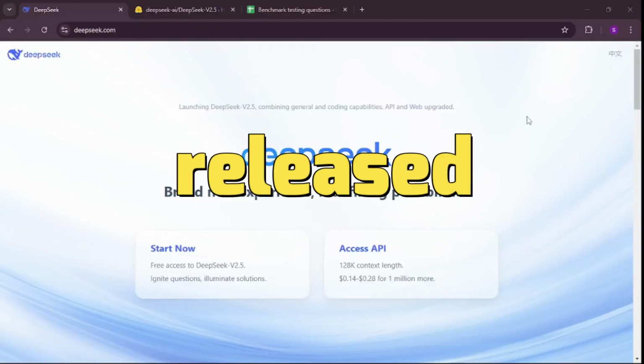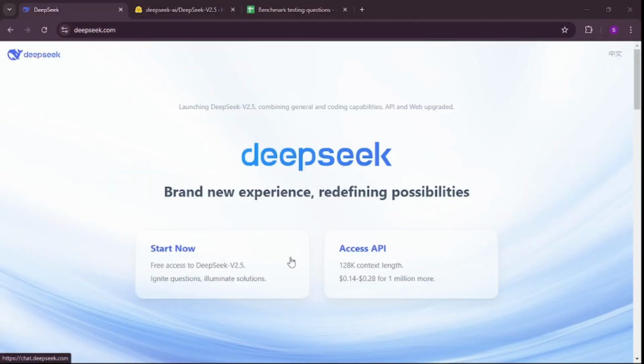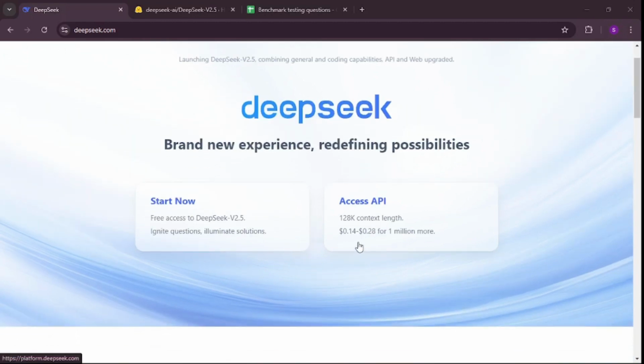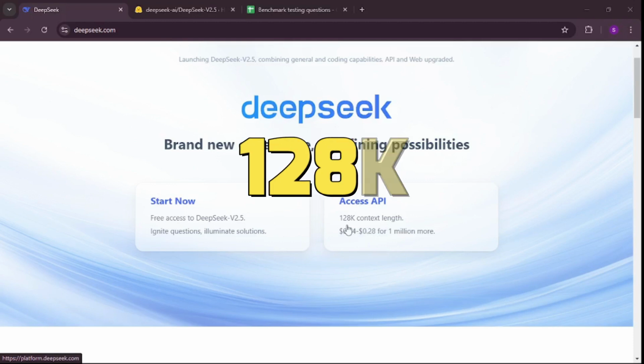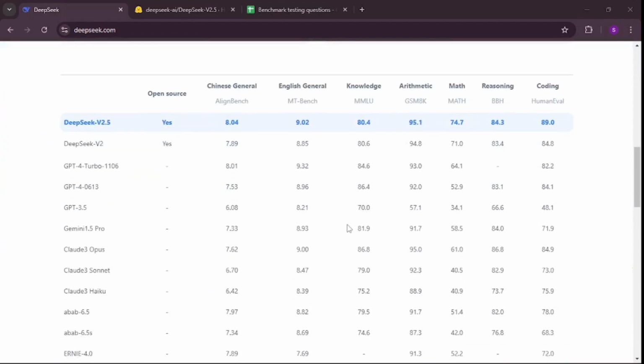DeepSeek recently released their new model, which is DeepSeek v2.5. This is a lot cheaper. As you can see, they're literally charging you in cents for more than 1 million tokens, with a 128K context length. But if you scroll down on the website, you can see the benchmark.